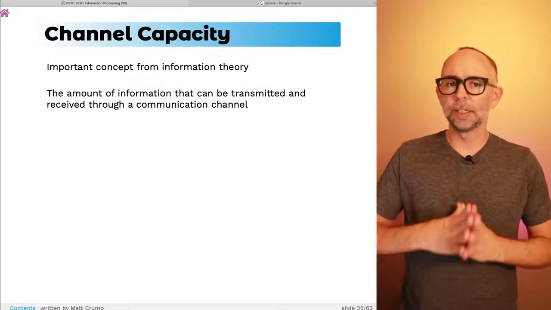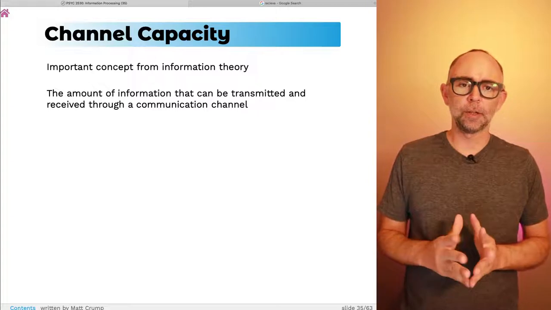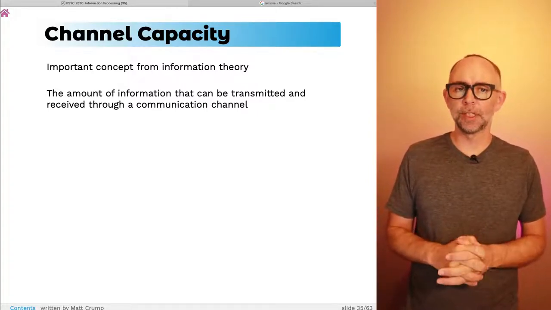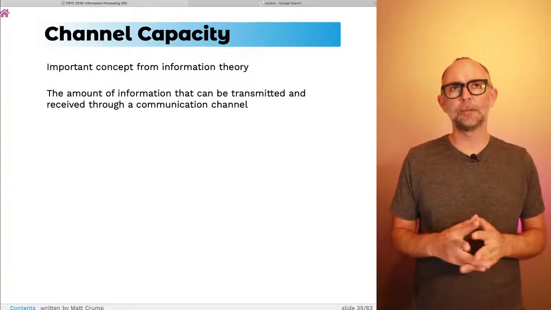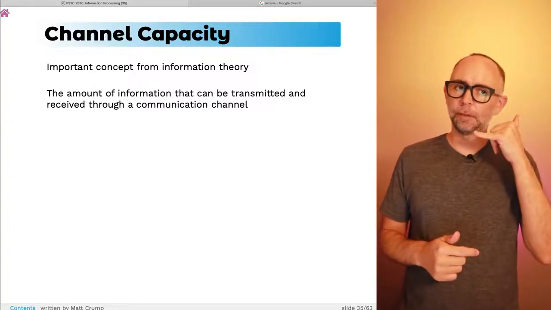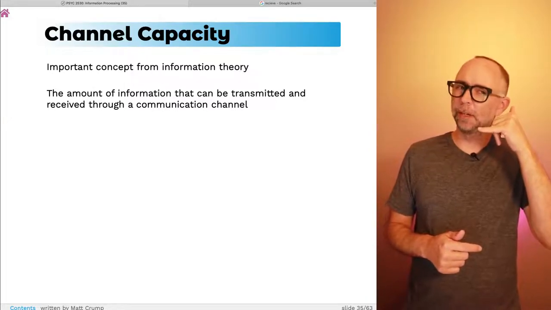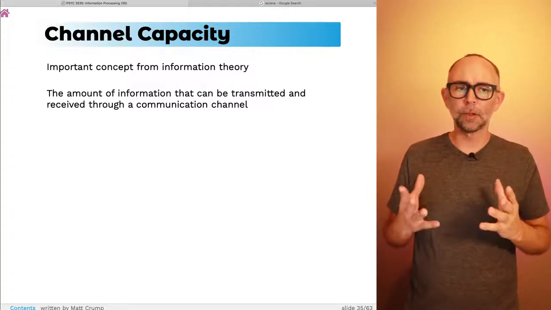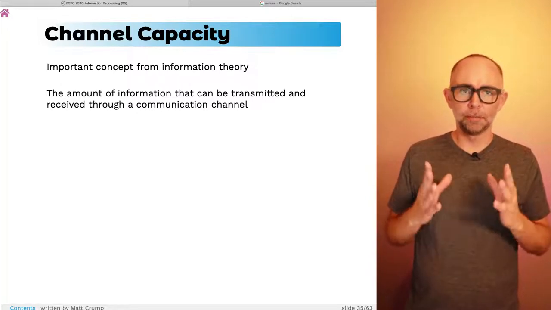All right, let's talk about an important concept here, the concept of channel capacity. This is the amount of information that can be transmitted and received through a communication channel. And to give a quick example, I'm sure we've all had the experience of talking on the phone, and it's not a very good quality line. You can barely hear the other person at the other end, right? So if that's happening, something is going wrong with the communication channel.